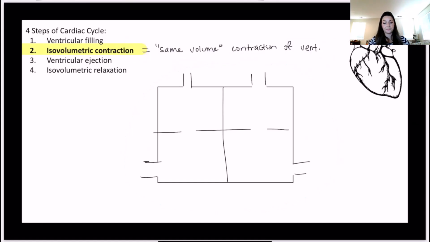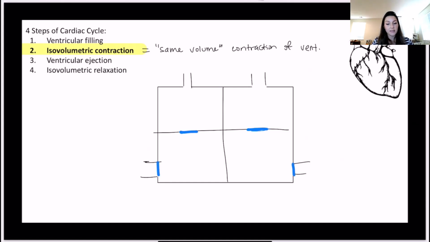Okay. So like I said, I'm not going to go back and label everything because we've done it once. So in isovolumetric contraction, what happens is our AV valves are closed because we're at the same volume. AV valves are closed, and our semilunar valves are also closed.